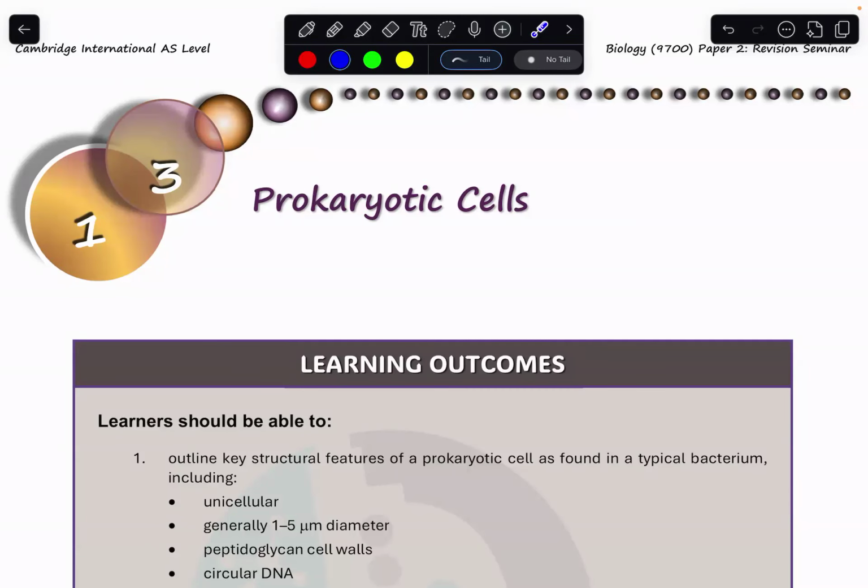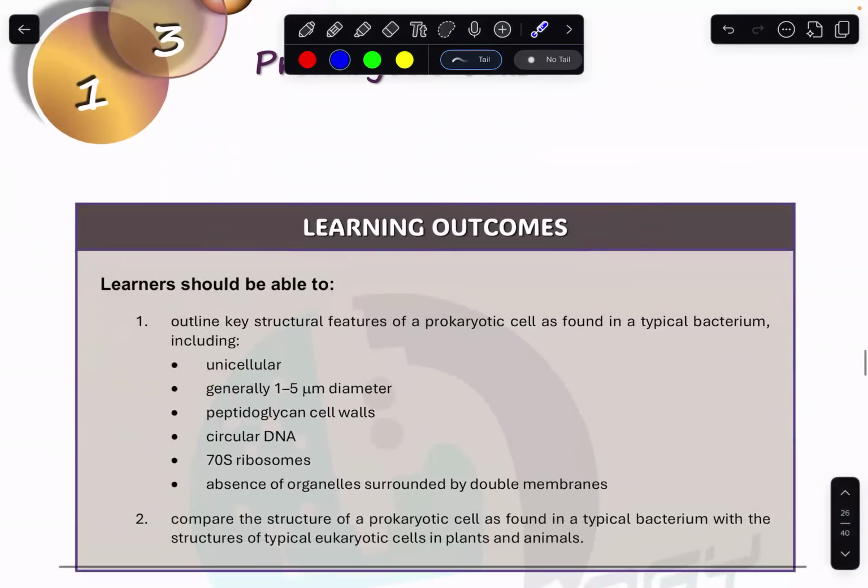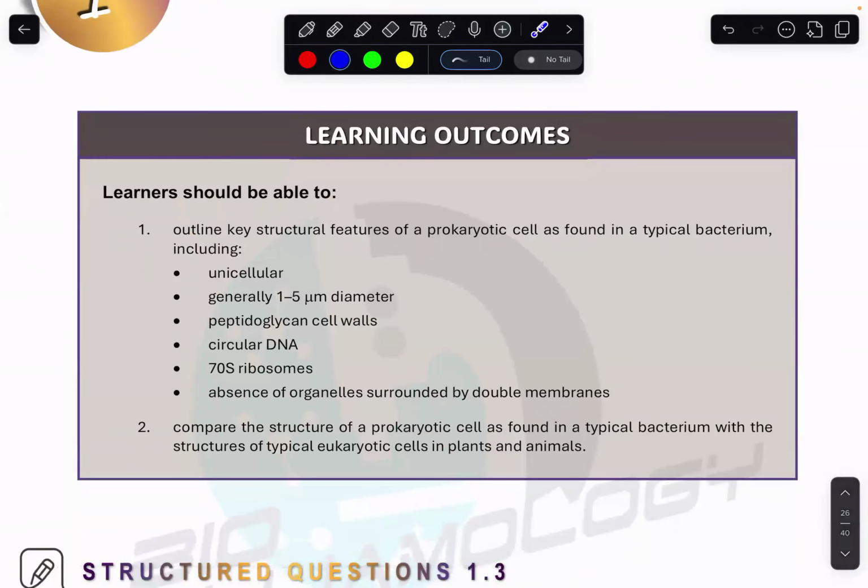Hi everyone, welcome back to this topic again, 1.3, where we look at prokaryotic cells and the learning outcomes that you need to achieve. So we need to outline the key structural features of prokaryotic cells. I focus on: they are unicellular, generally 1 to 5 micrometers in diameter.